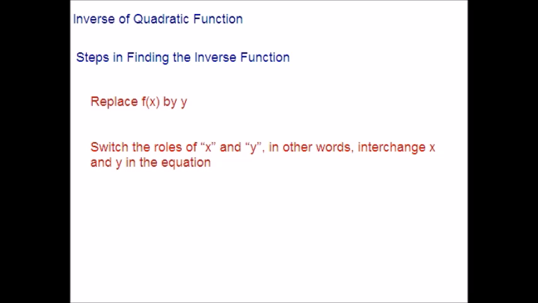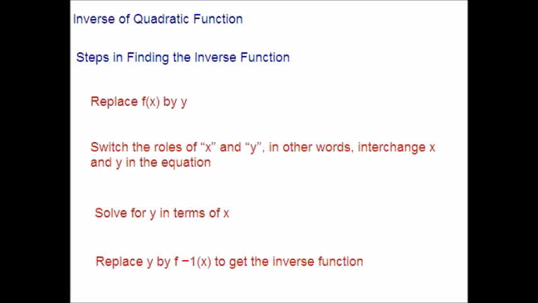You have to isolate y on one side of the equation and shift all the other terms, including x, to the other side of the equation. After rewriting the equation and solving for y, we have to replace y by f inverse of x to get the inverse function. Sometimes it is helpful to use the domain and range of the original function to identify the correct inverse function out of the two possibilities. This happens when you get a plus or minus case in the end.